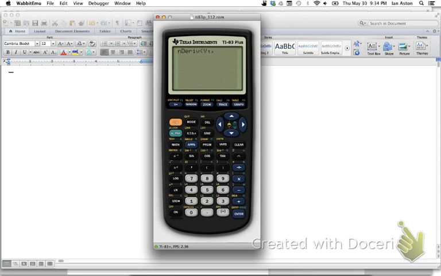Now it's a comma, and I'd like to find the derivative with respect to x, because that's my variable, comma, and we said we'd like to find the derivative at the x value 2, close parentheses. Notice the notation: nDeriv, the function y1, the derivative with respect to x, that's my variable, and the last thing is the value of 2. When I hit enter, I get 4. So this is telling me that the derivative of x squared, when x is 2, is 4.